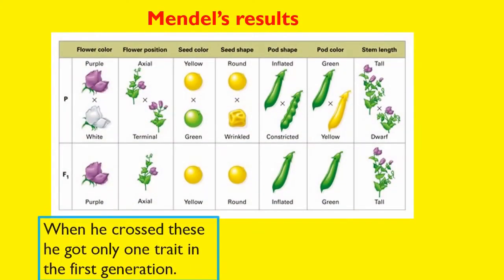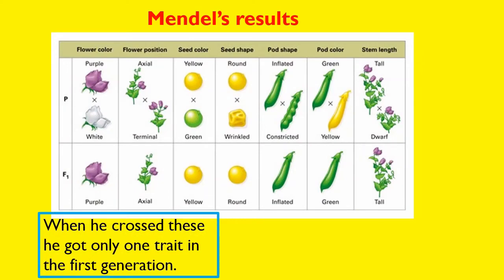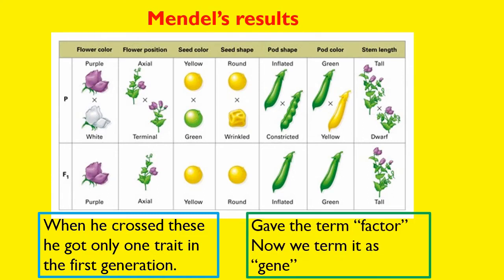Next, Mendel's result. So when he crossed the 7 pairs of contrasting characters, he got only 1 trait in the first filial generation. And he gave the term factor. Now we term it as gene.